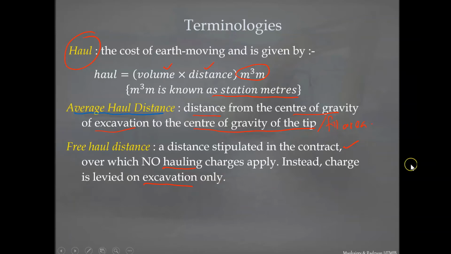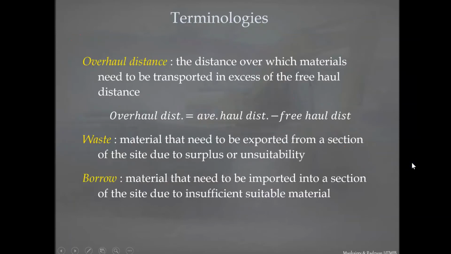So that's freehaul distance. Conversely, we'll have overhaul distance, which simply means the surplus of the distance that we travel minus the freehaul, that is the distance over which materials or soils need to be transported in excess of the freehaul distance. Overhaul distance, if you want to put it in equation form, is simply average haul distance minus freehaul distance.